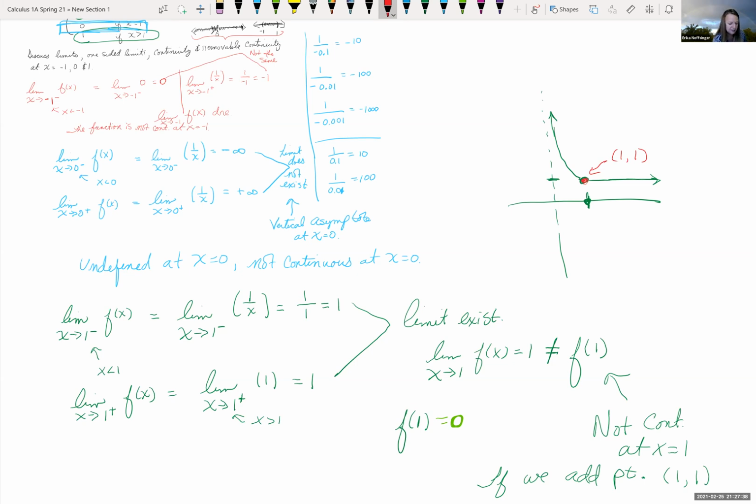So I don't know if I can just add that point and say now this is a continuous function, because now it's not a function. But if this point was not defined here when x was 1, then if I added that point (1, 1), it's now a continuous function.